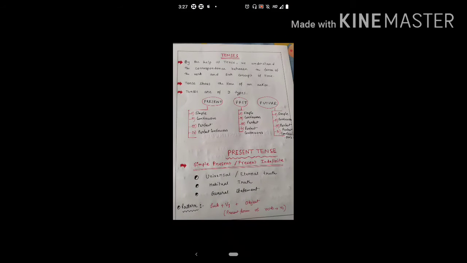The pattern of simple present or present indefinite tense is, at first we have to write the subject, then V1 and then object. Now what is V1? V1 is the present form of the verb. The present form of the verb is referred to as V1. So the pattern is subject plus V1 plus object.